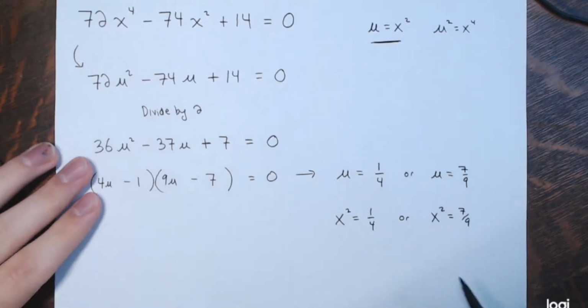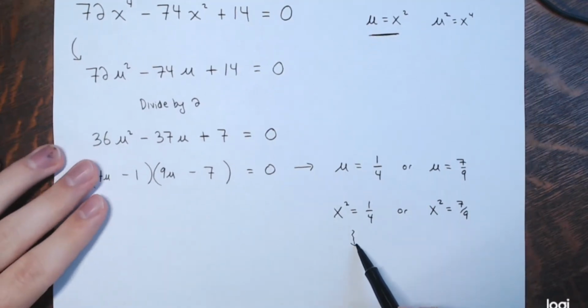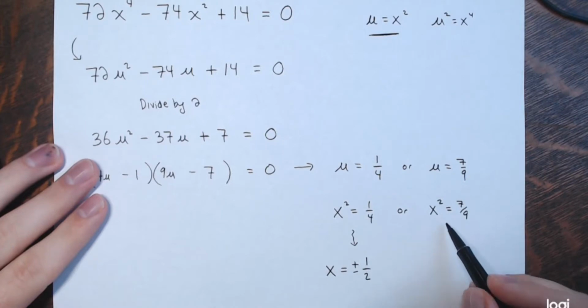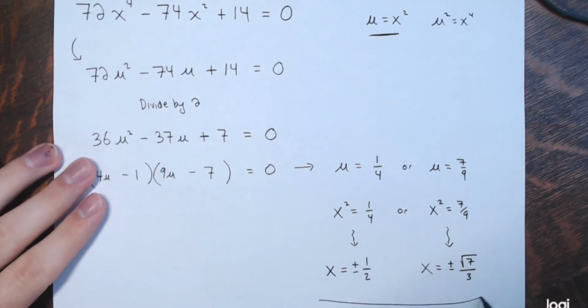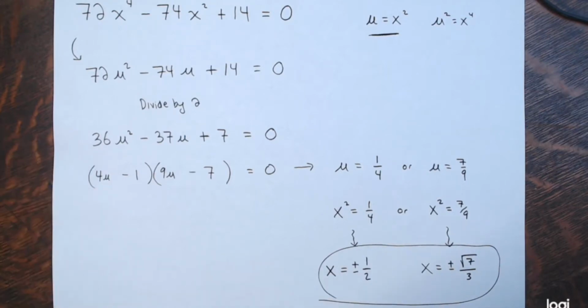And then using that square root property and also rationalizing denominators, when x squared equals 1/4, x is going to be positive or negative 1/2. And when x squared equals 7/9, x is going to be positive or negative square root of 7 divided by 3, right? The square root of 9 is 3. And here are the 4 solutions to that equation: 1/2, negative 1/2, square root of 7 divided by 3, and negative square root of 7 divided by 3.